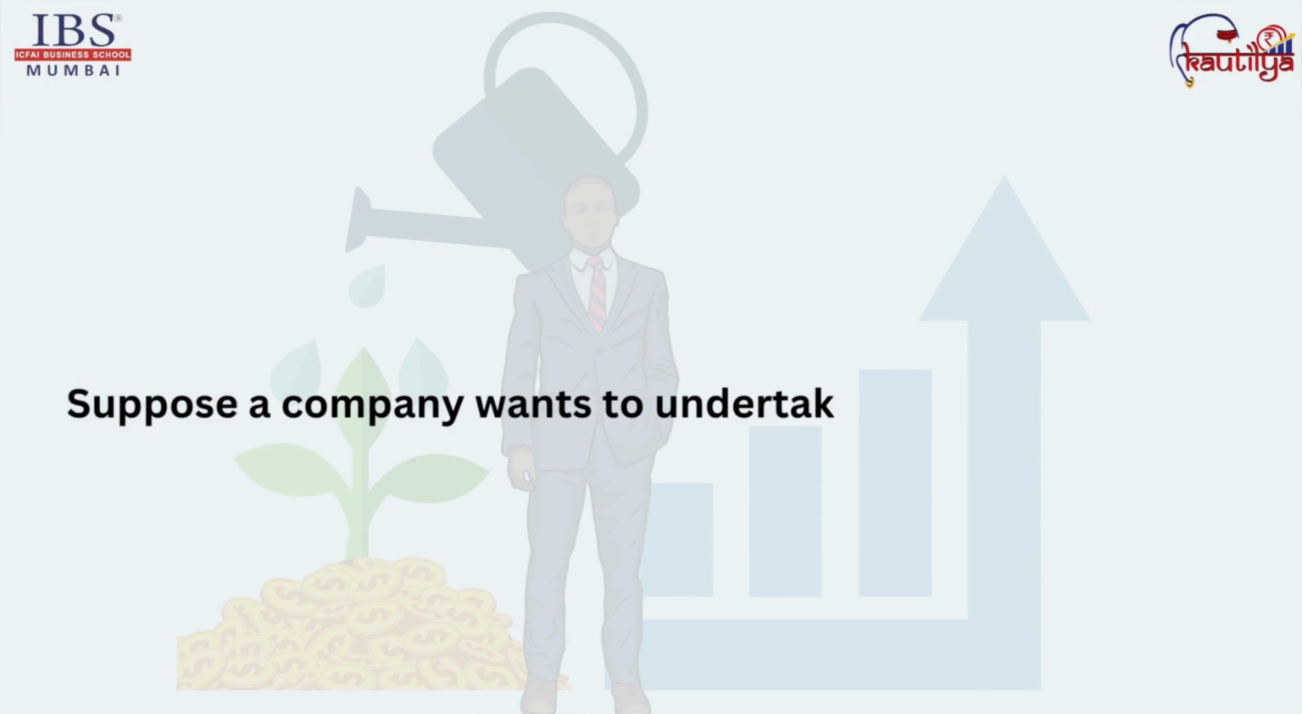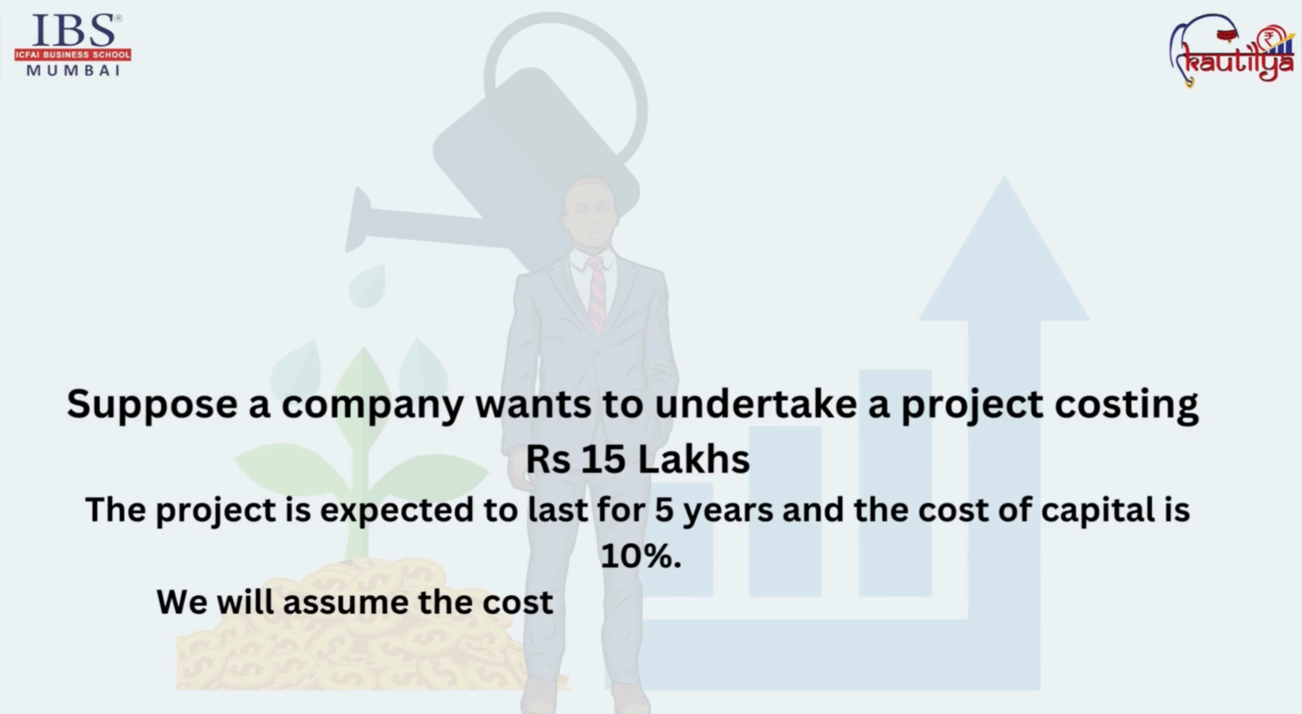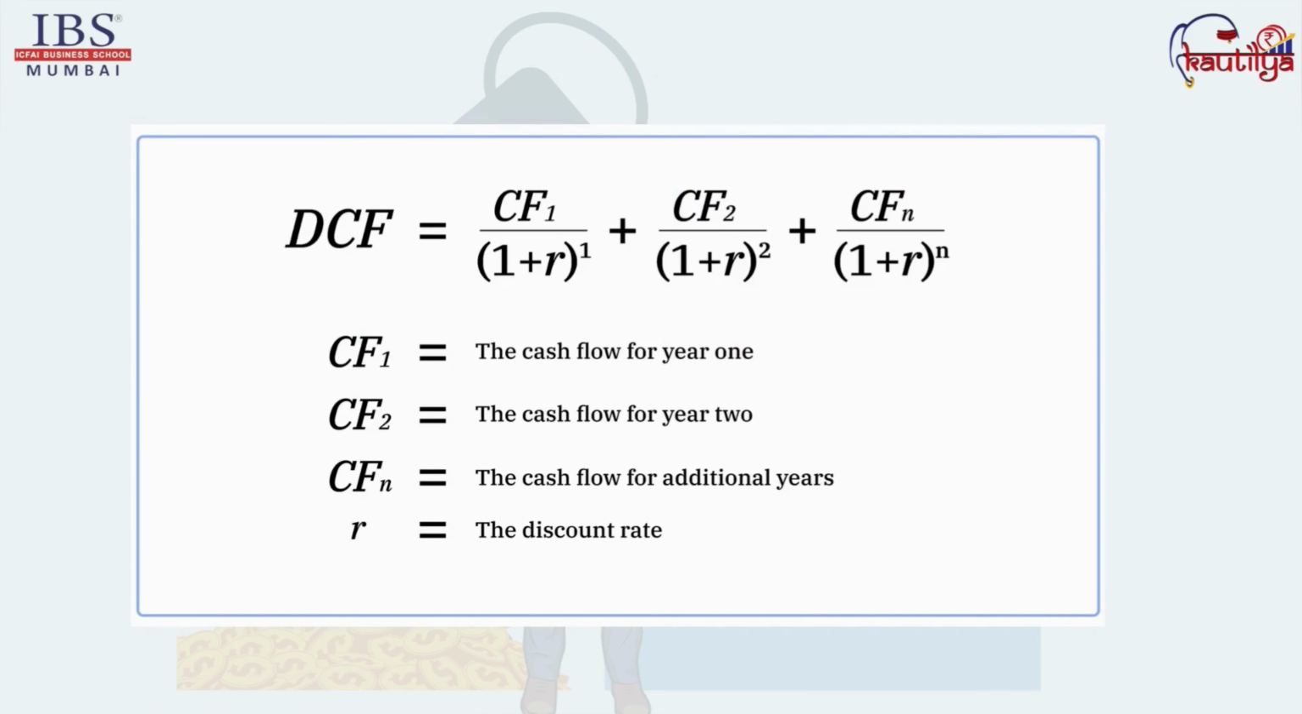So let's understand the discounted cash flow model with the help of a practical example. Suppose a company wants to undertake a project costing 15 lakhs. The project is expected to last for 5 years and the cost of capital is 10%. We will assume the cost of capital to be the discount rate. The cash flows from the project are as follows. First year 1 lakh, second year 4 lakhs, third year 5 lakhs, fourth year 6 lakhs and fifth year 7 lakhs. So using these future cash flows and the discount rate, the yearly discounted cash flows rounded up are as follows.